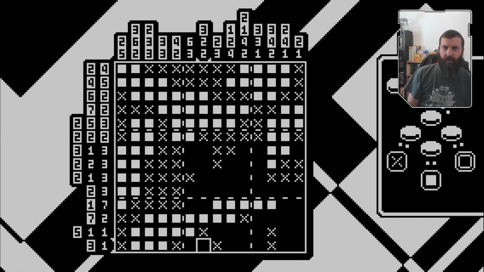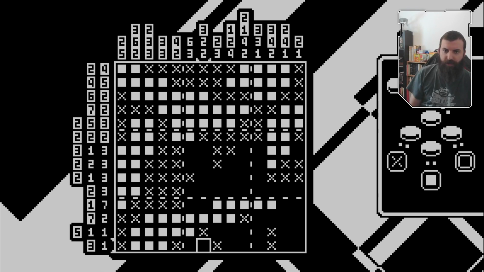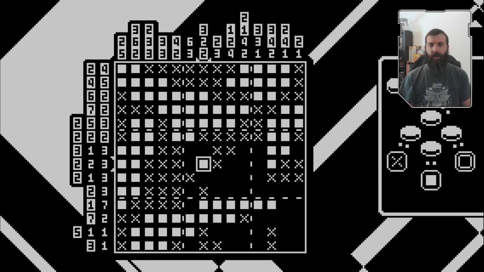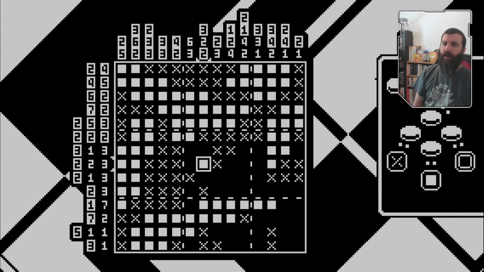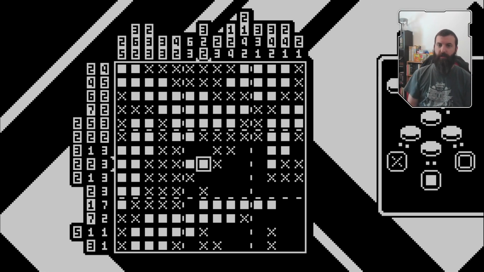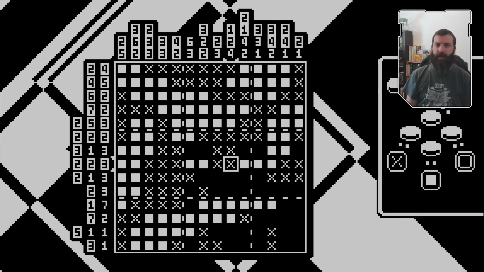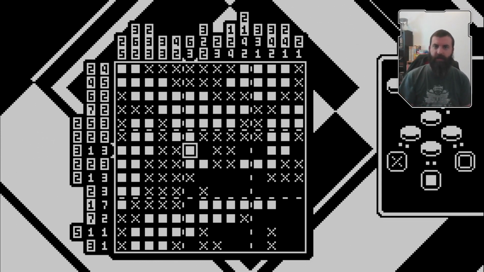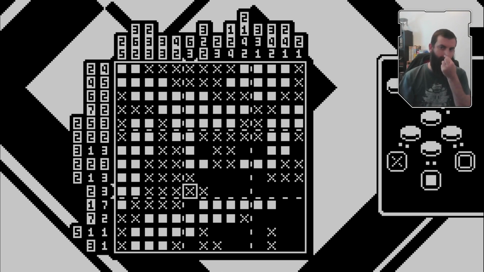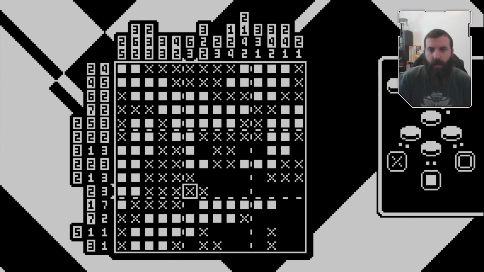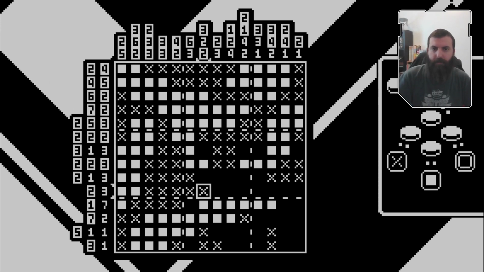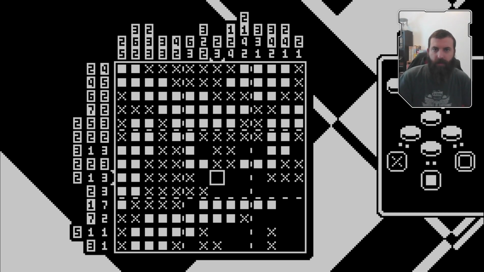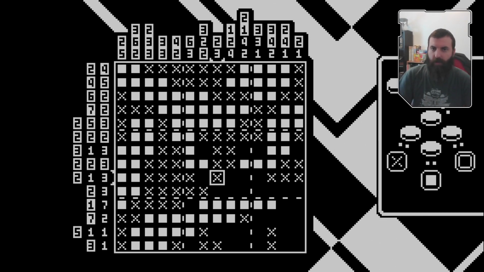Can't fit a vertical 2 right here, so this has to be our vertical 2. So the other 2 has to be right there. Horizontally we need a 2, so bam. And horizontally we need a 3, bam. Vertically we need a 6, there we go. We know that our 3 can't reach to there. Vertical 2, 3. The 3 couldn't reach to there.